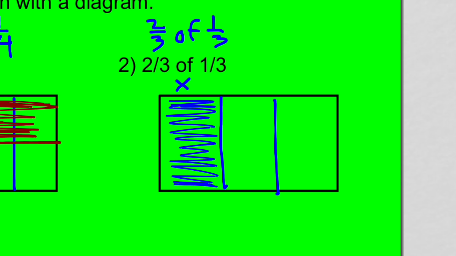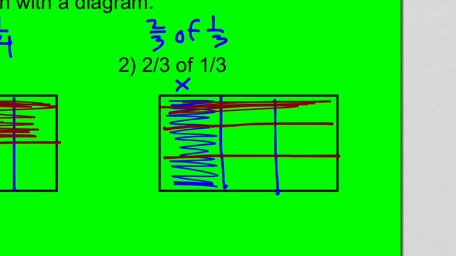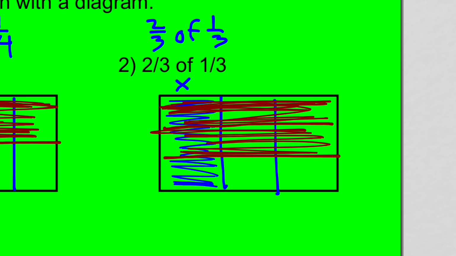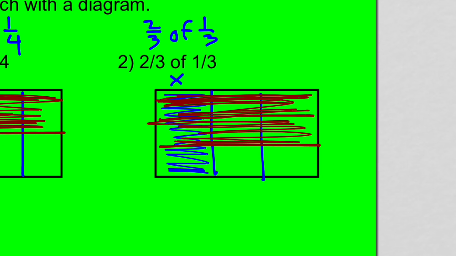Then, using a different color, going the other way horizontally, we'll divide it in thirds the other way. Since the first fraction is 2/3, we'll shade in 2/3, going horizontally. There's 1/3 shaded in, there's 2/3 shaded in. So we know the answer to this question is going to be 2 out of 9.